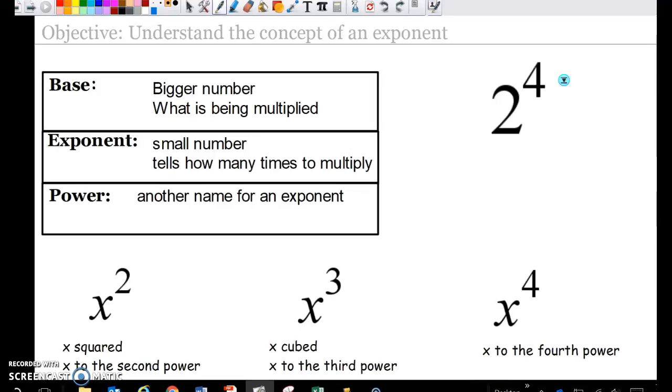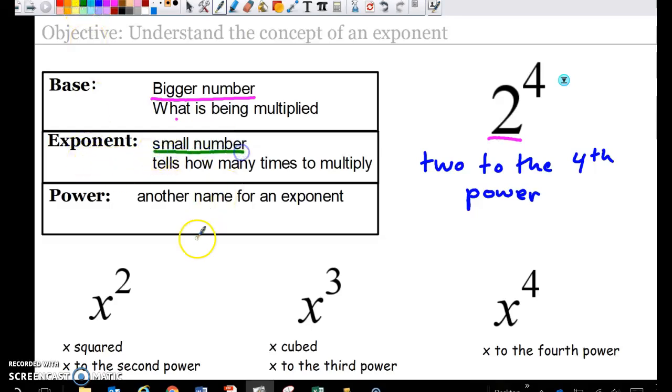Let's say that we have this expression here. The way we would say that would be 2 to the 4th power. This thing is called a power in general. The base is the bigger number. What's the base of this? 2. That tells me what is being multiplied. I am multiplying 2. The exponent is the small number. What is my exponent? 4. That tells me how many times to multiply.